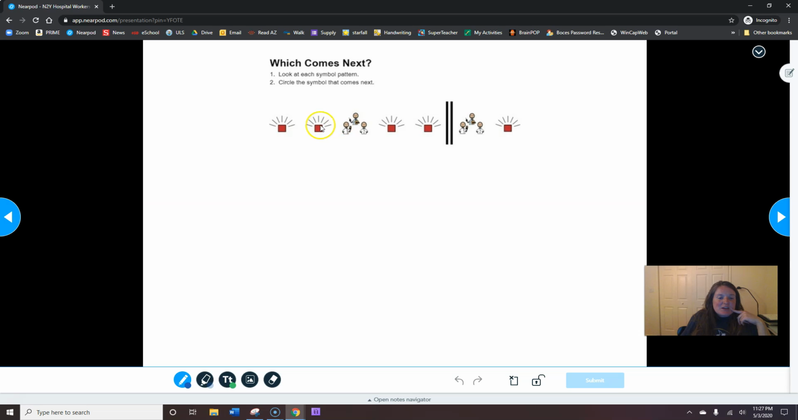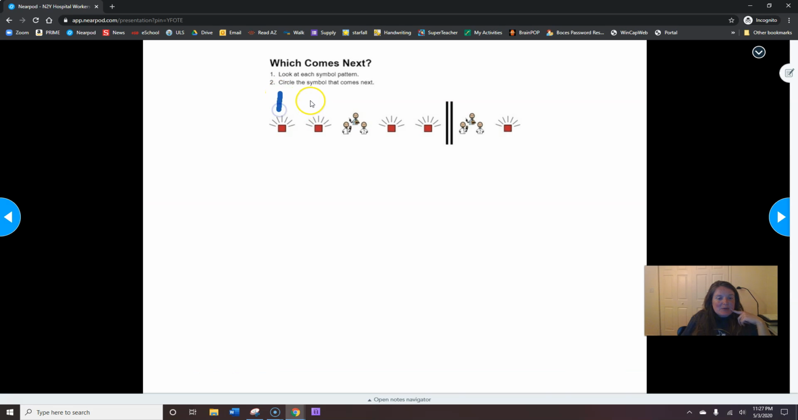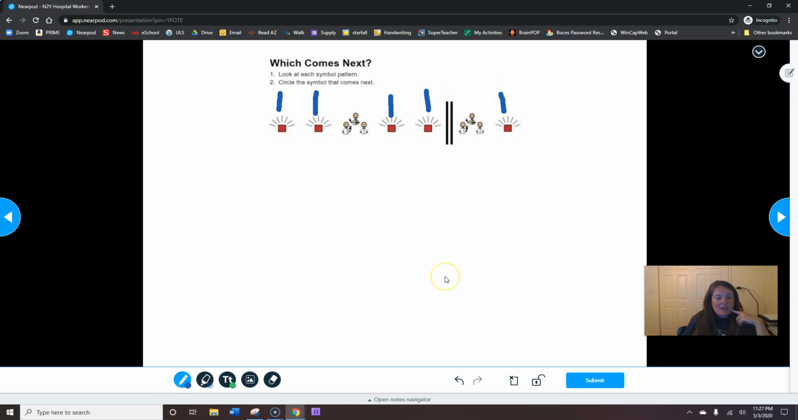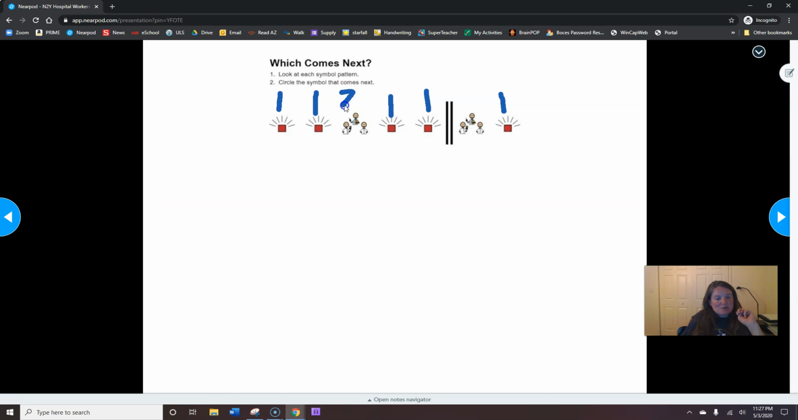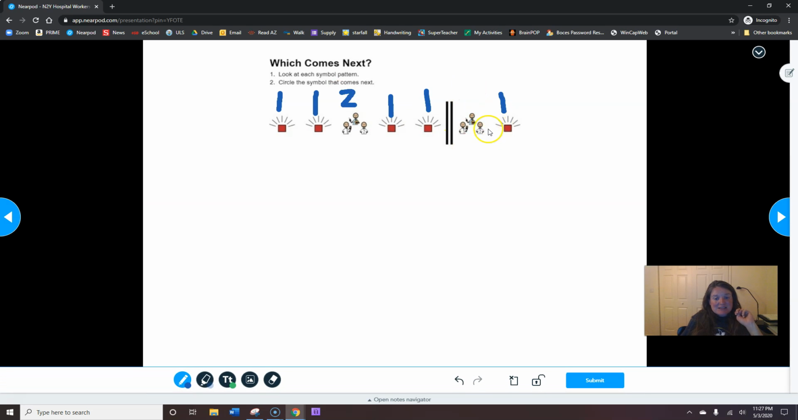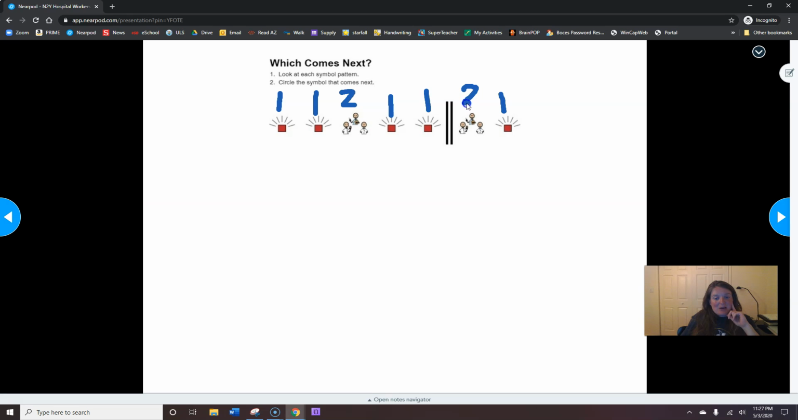Okay, so here we have new is the first symbol. So every time I see new, I'm going to put a number 1. It's the first symbol. 1, 1, 1, 1. So we wrote 1 five times. Now we have hospital workers. That's our second pattern, so I'm going to use a 2. And here it is again. It's the same symbol, number 2.